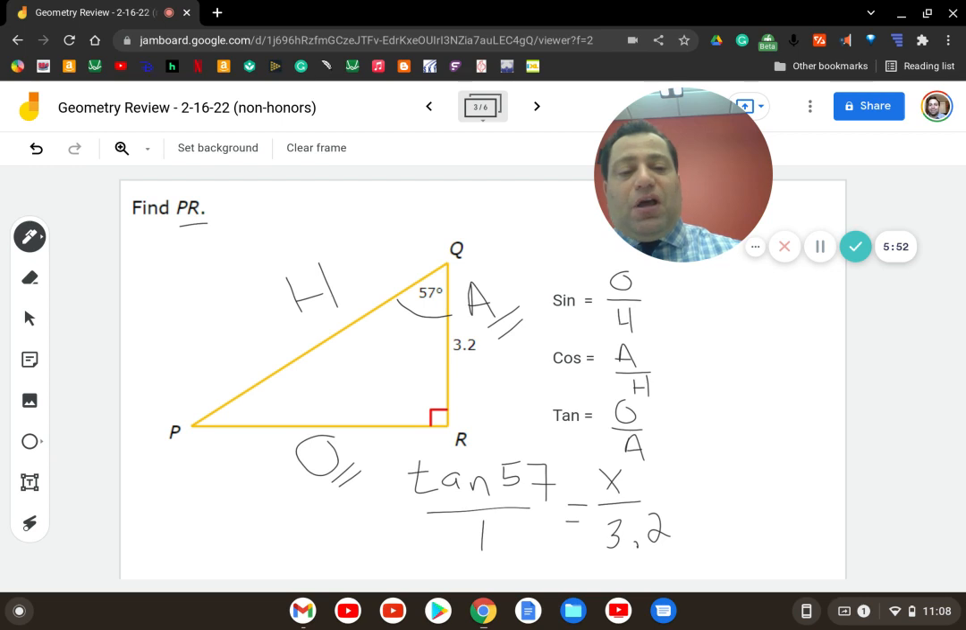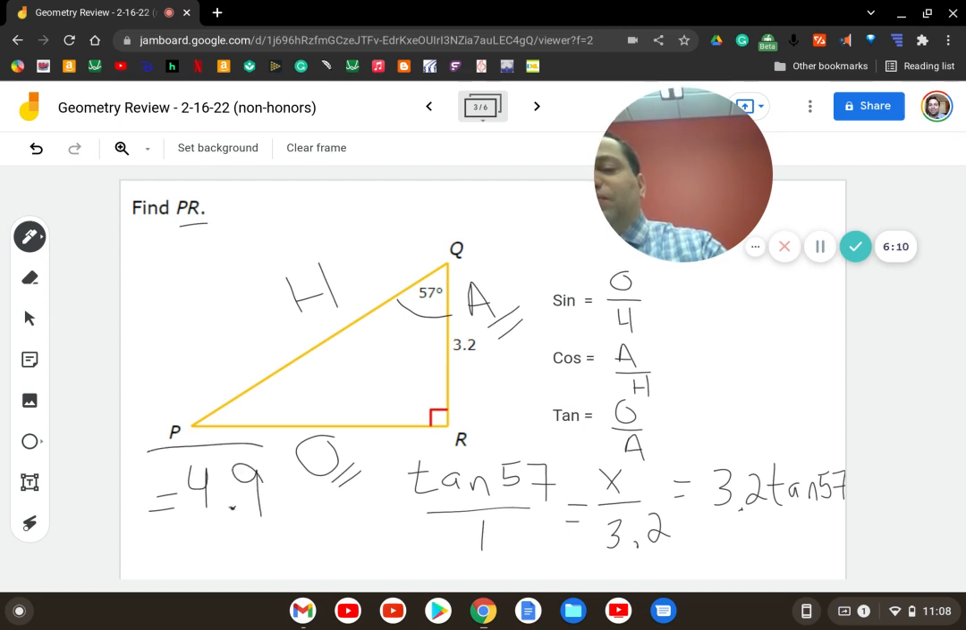When I cross multiply, I get 3.2 tangent 57. Putting that in my calculator, I get 4.92 or 4.9. And we've found the missing side. Here, you try one.